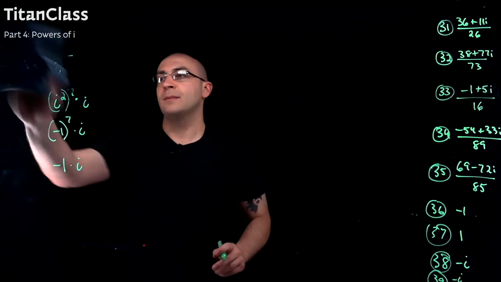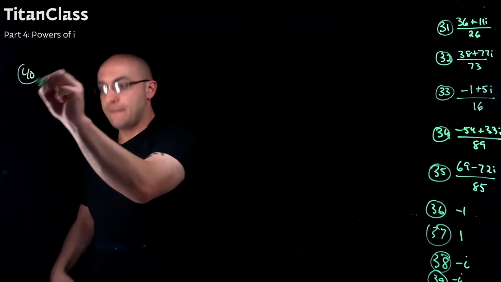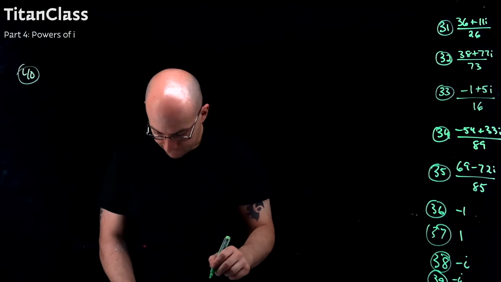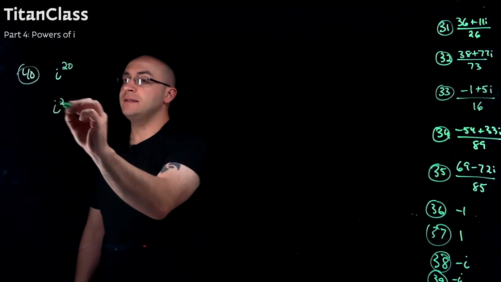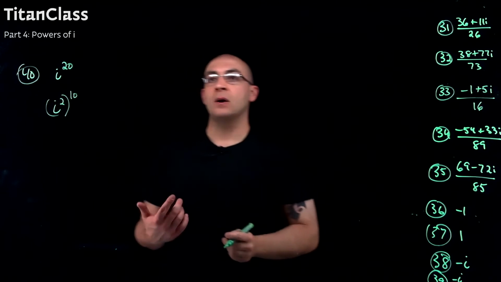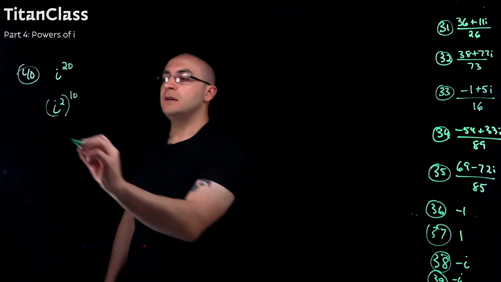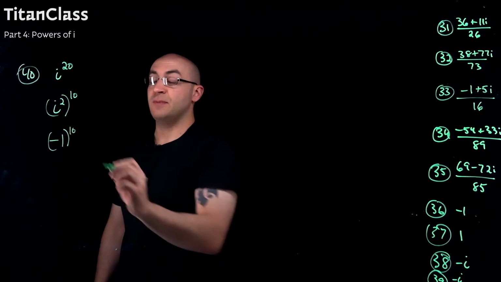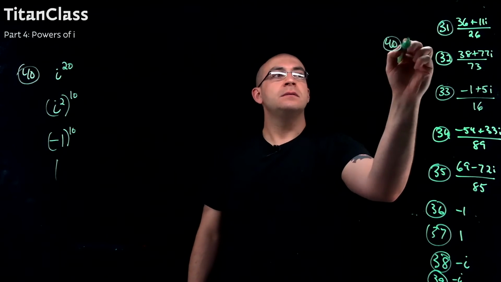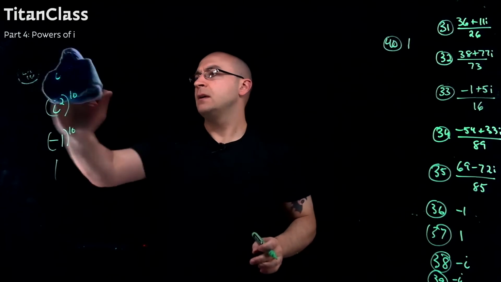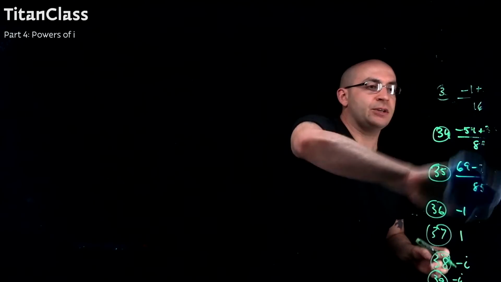Okay. And then number 40 I'll put up top. i to the 20th. So this is going to be, again, i to the 2nd power. I'm going to put a power of 10 there because 2 times 10 is 20, or 20 divided by 2 is 10. No remainder necessary. So i squared is negative 1, and to the 10th power, which is even, yields a 1. So for number 40, we have a positive 1. All right? We're going to do 5 more like that because some of them have coefficients, and then we'll finish off with some mixture problems.